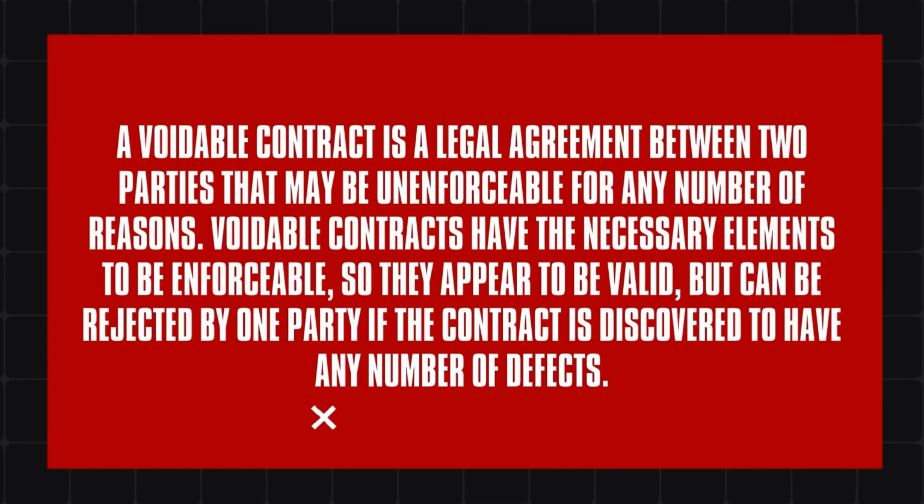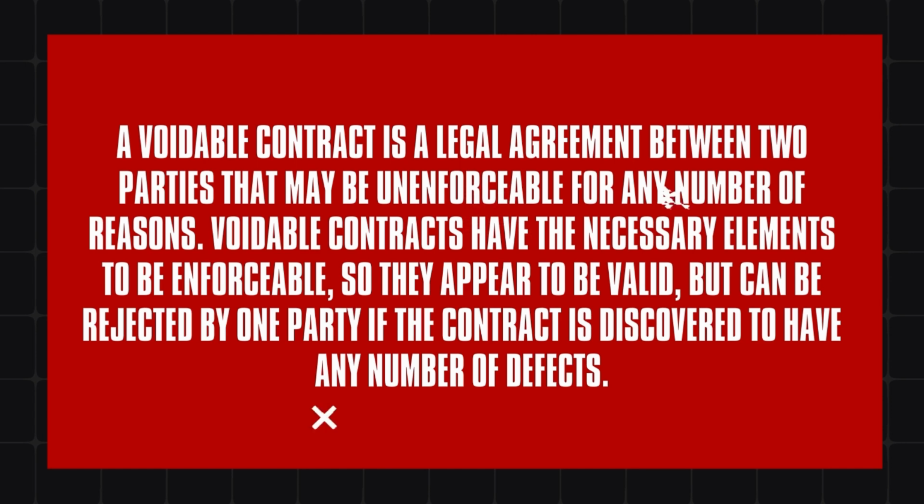A voidable contract is a legal agreement that seems valid and enforceable, but can be nullified by one of the involved parties. Despite initially possessing the essential elements for enforcement, this type of contract may be revoked if significant defects or issues are later uncovered.